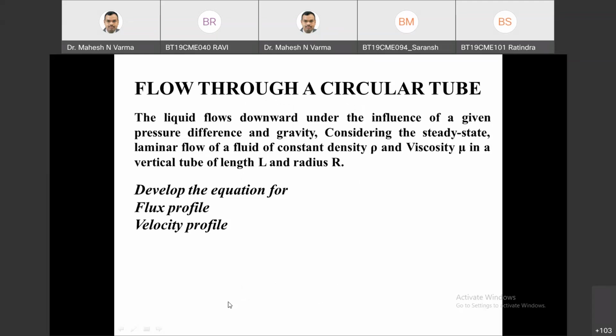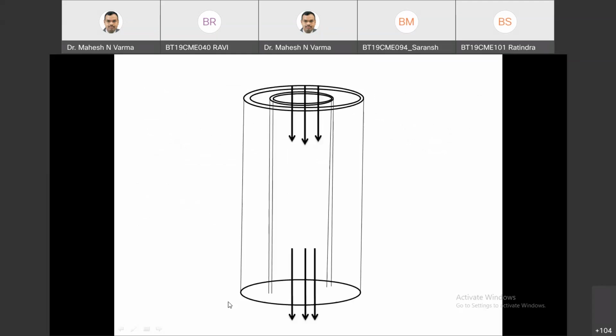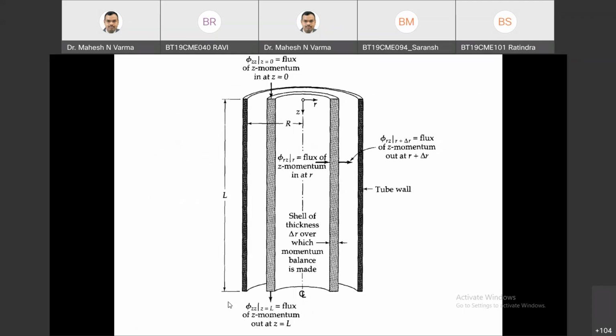This is exactly similar to what we have done. I am revising it first, and then we'll see how the same problem can be solved using the equation of change approach. This is the flow through pipe. There is downward flow, and this is the shell we have considered. Then we will go to shell balance. This was the shell of delta r thickness.